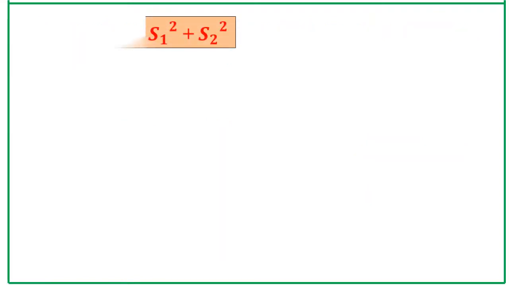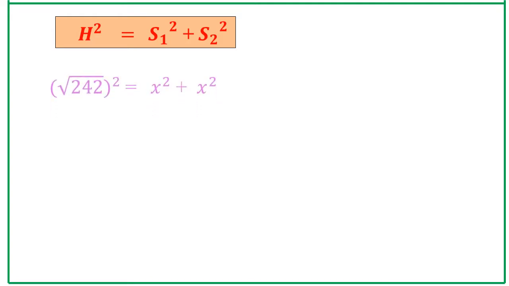Here use Pythagoras theorem. Hypotenuse squared equal to side 1 squared plus side 2 squared. Hypotenuse root of 242. Side 1 and side 2 we don't know. We have to assume x. So substitute the values. Root of 242 whole square equal to x squared plus x squared. Square and root cancel. We get 242 equal to x squared plus x squared. We can add the values. We get 2x squared.